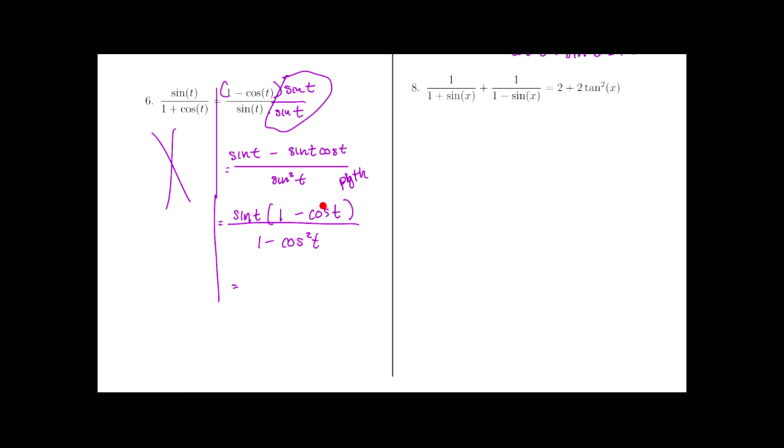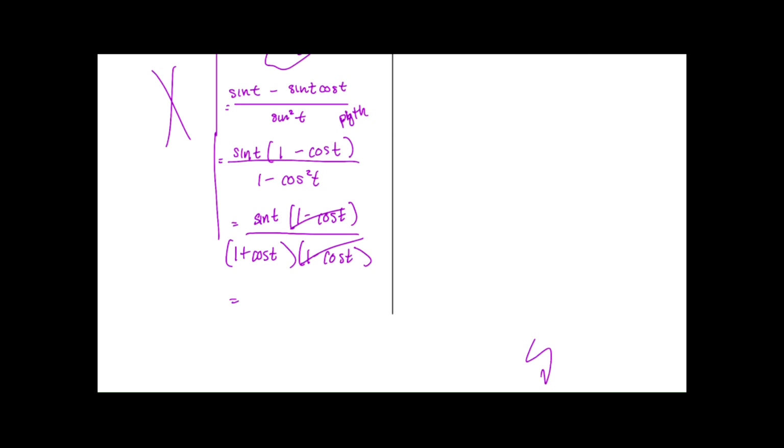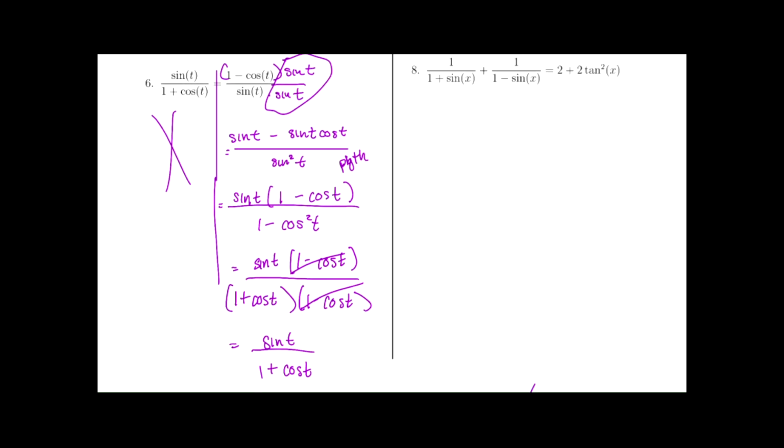I'd like to get this out of here. I'd also like a 1 plus cosine t on the bottom. If I factor this, it's going to be 1 plus cosine t, 1 minus cosine t, which will help me cancel and get what I want. So, factoring the bottom as a difference of perfect squares, you get 1 plus cosine t times 1 minus cosine t, and the 1 minus cosine t's cancel, and then you're left with sine t over 1 plus cosine t, which is what you were going for. And so that is good to go.